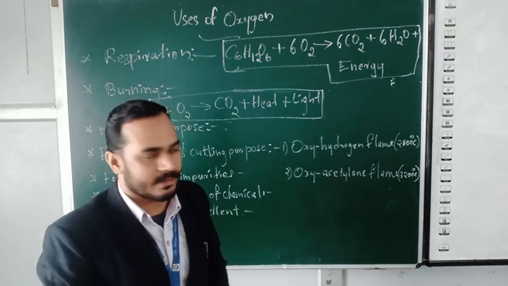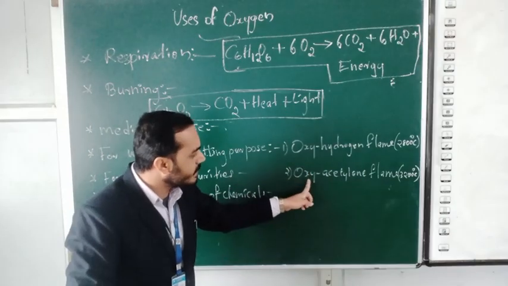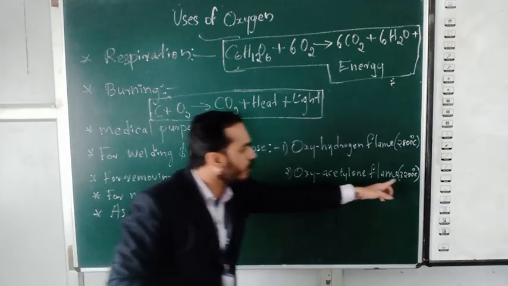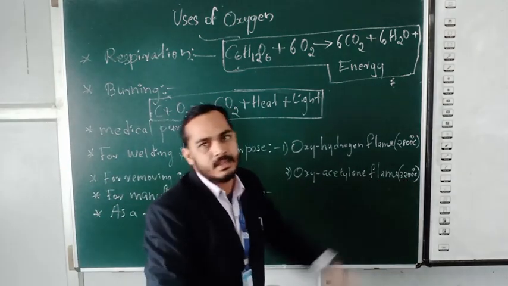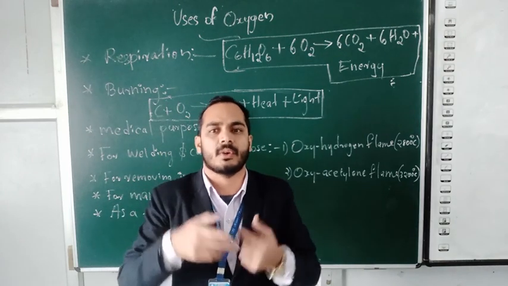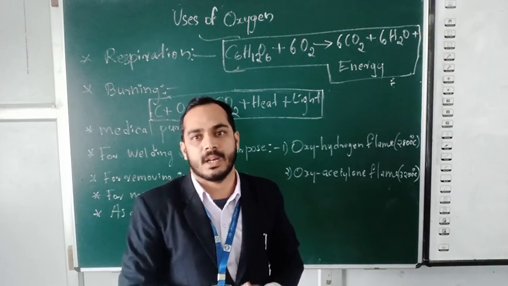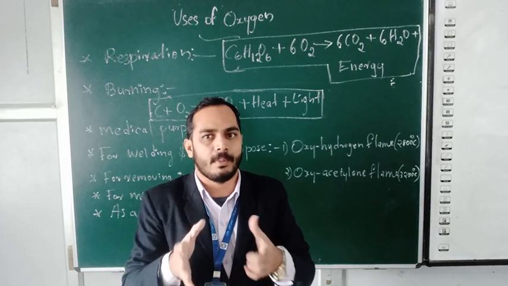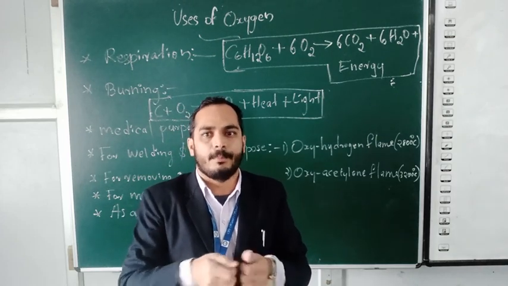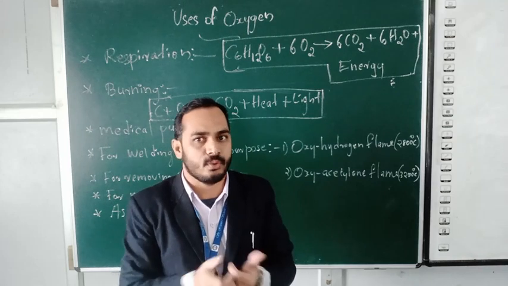And one more, the oxyacetylene flame. This flame is produced at about 3200 degrees Celsius. This much heat helps us cut metals. I hope all of you know metal is a hard substance, so it is not easy to break easily.